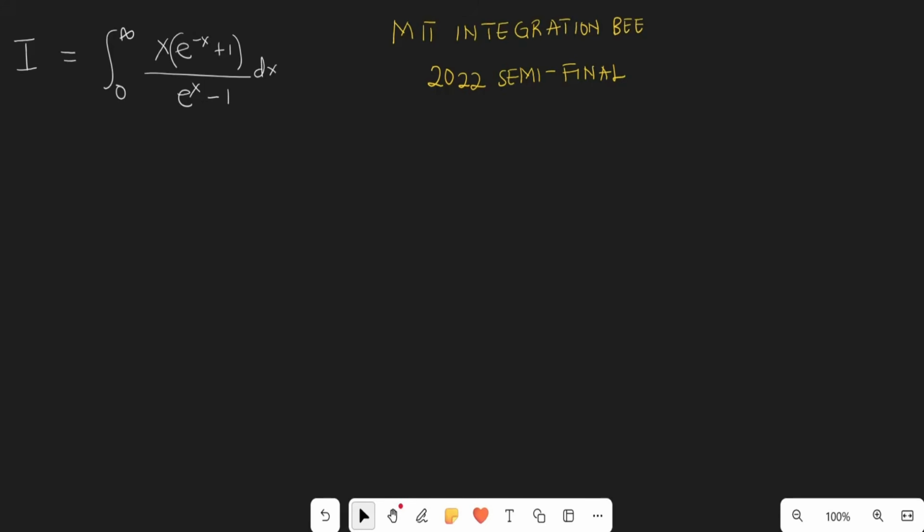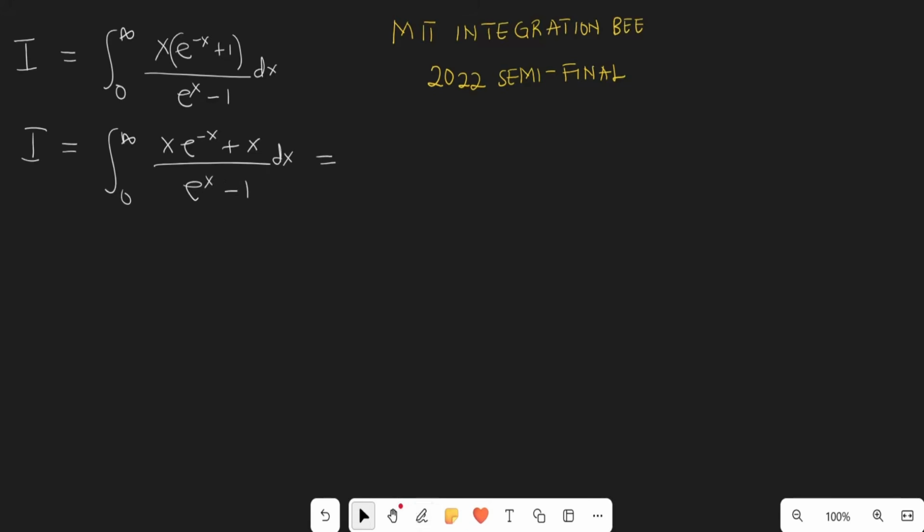I am going to show you a trick to solving this MIT Integration Bee question. This appeared in the 2022 semi-final. We can start off by distributing in x in the numerator, which gives the integral of x e^(-x) + x all over e^x minus 1, dx.